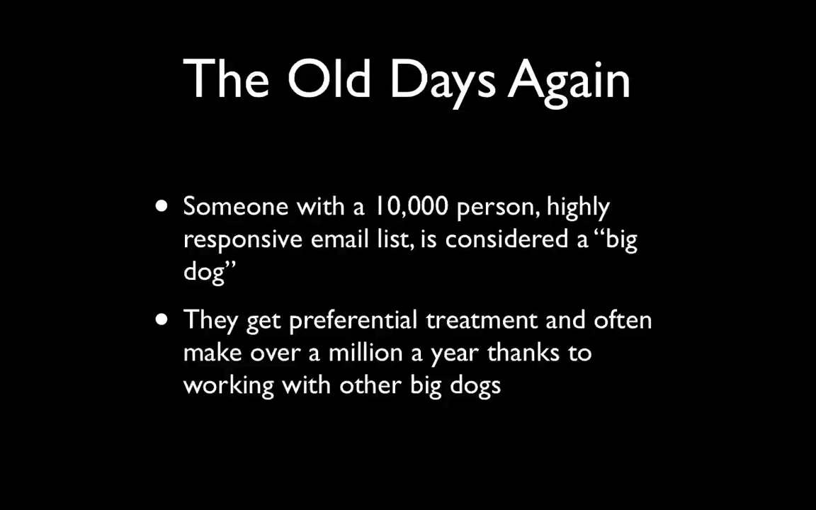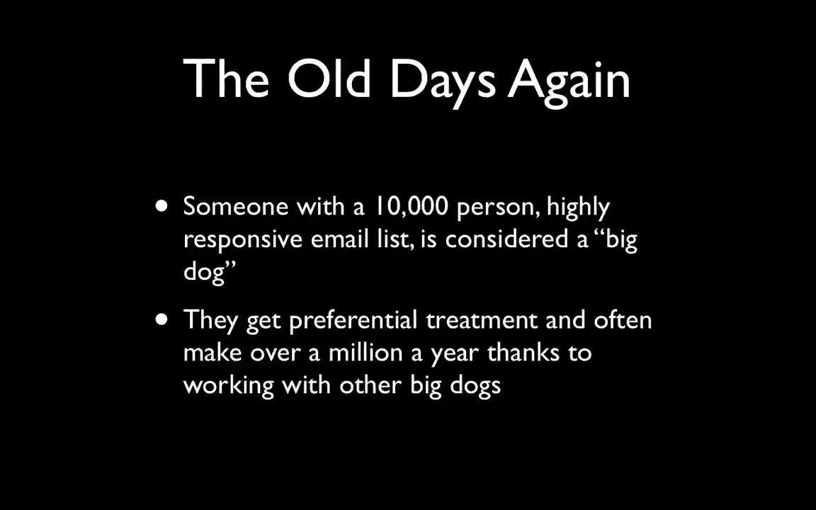In the old days, somebody with a 10,000 person, highly responsive email list was considered a big dog. They got preferential treatment. People would come to them saying, hey, I've got this affiliate program where we're going to give half of the profits to our affiliates. If you come in because you're a big dog, we'll give you 60, 70, 75%, even 100% sometimes, because they wanted the customers and they wanted to be able to sell other stuff on what's called the back end, right?